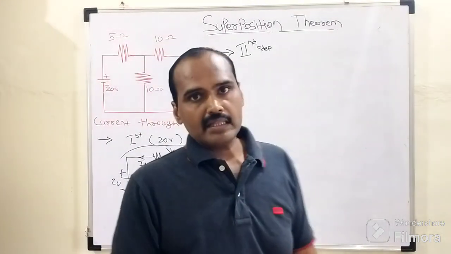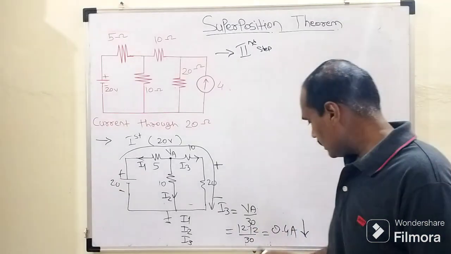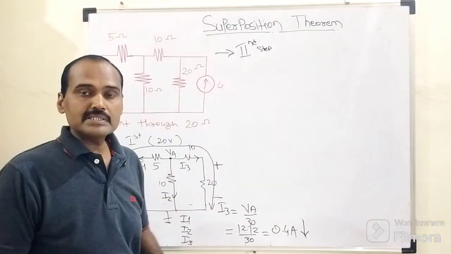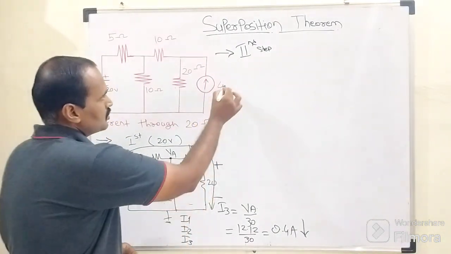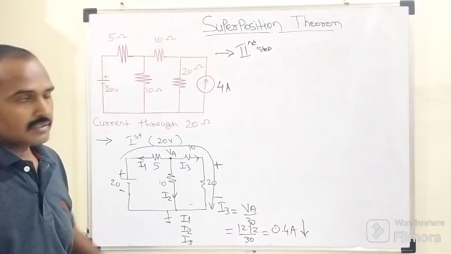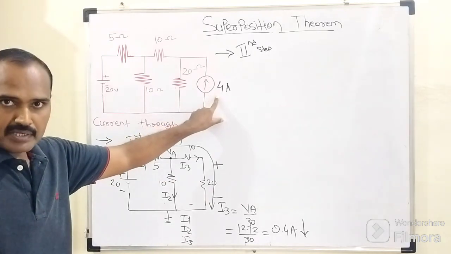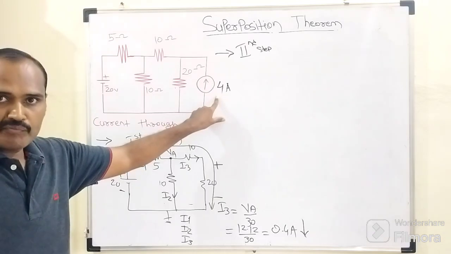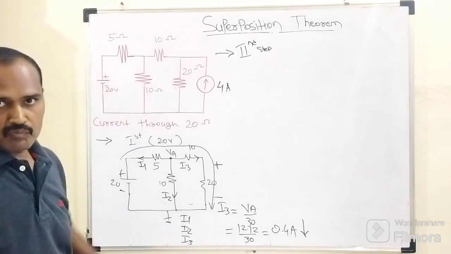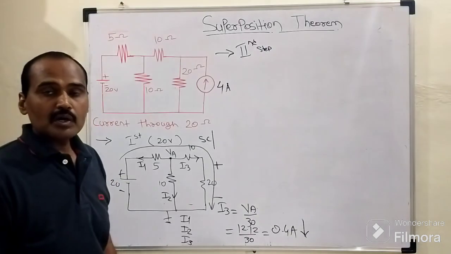Okay friends, after tabulating that the current flowing through this 20 ohm resistor due to this 20 volt battery is 0.4 ampere, it's time to consider the second energy source present in that network. The second energy source is a current source, whose value is nothing but what? 4 ampere. So in the second step, we need to consider the current source of 4 ampere, and while considering this current source, it is most important to understand that the remaining energy source is the voltage source. So while considering this current source, the voltage source can be treated as a short circuited element.